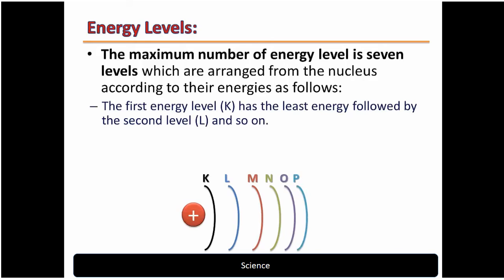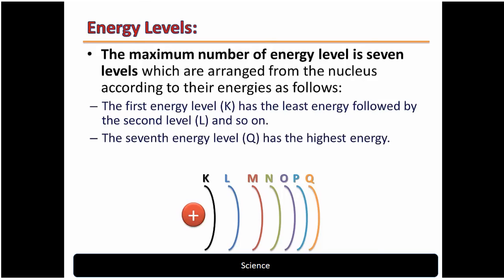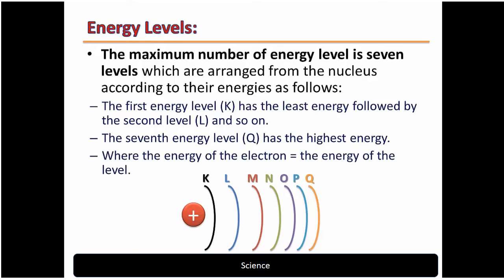The first energy level is K, which has the least energy, followed by the second energy level L, which has energy higher than K, then M, which has higher energy than L, and so on. The seventh energy level Q, which is the last one, has the highest energy, where the energy of electron is equal to the energy of the energy level. If we have an electron in K, so its energy is equal to the energy of level K, and so on.